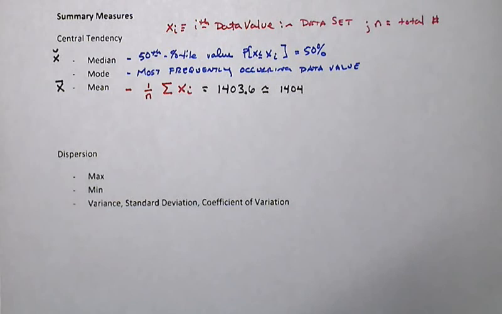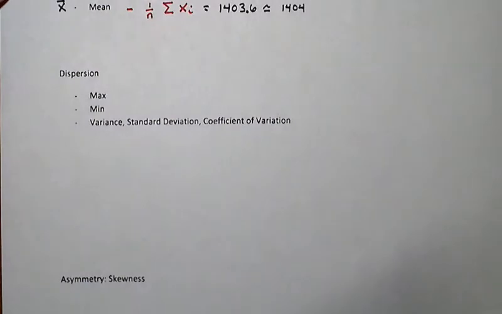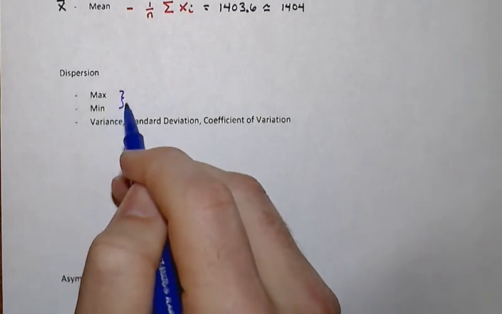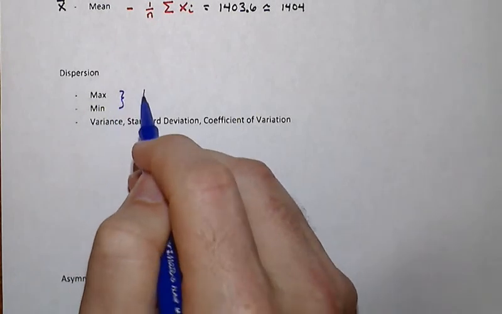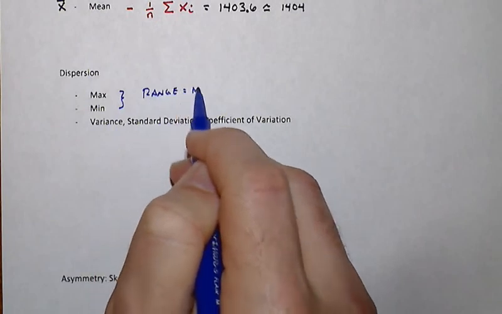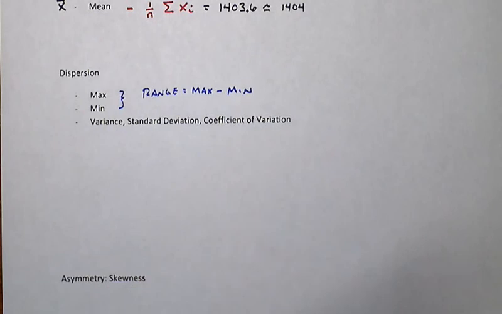Right? Now, when it comes to dispersion or spread, then we have, again, a variety of ways that we might look at what that dispersion is. The simple one is just to look at the max and the min values and subtract the two, and that gives us a range. And again, for some folks, that's a particularly useful type of measure of dispersion.